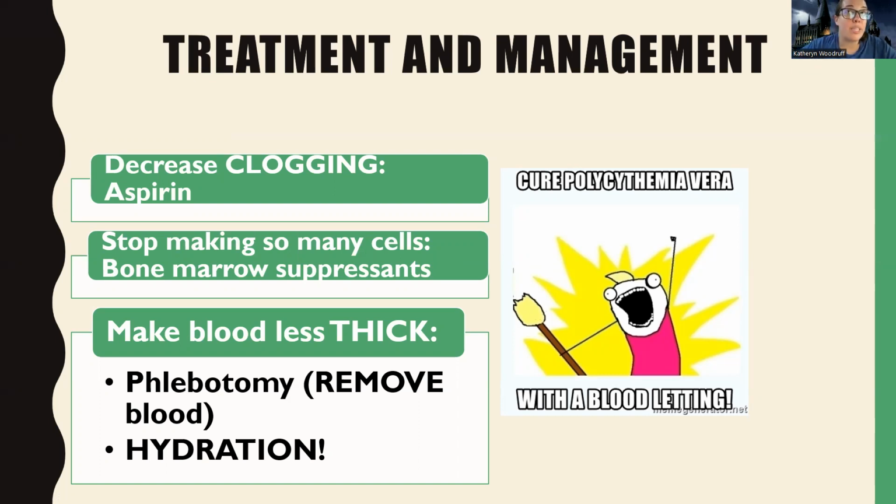The biggest thing we need to do is stop the process because we have too many cells. Remember, I have too many red blood cells, white blood cells, and platelets. So we need to stop making so many. What we can do is use bone marrow suppressants. If I'm making too many, I'm going to suppress the bone marrow from making so many cells. I also want to make the blood less thick.